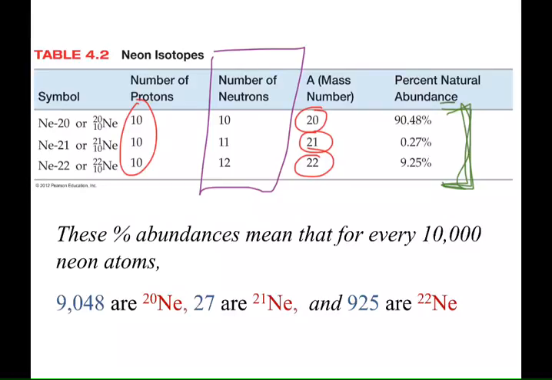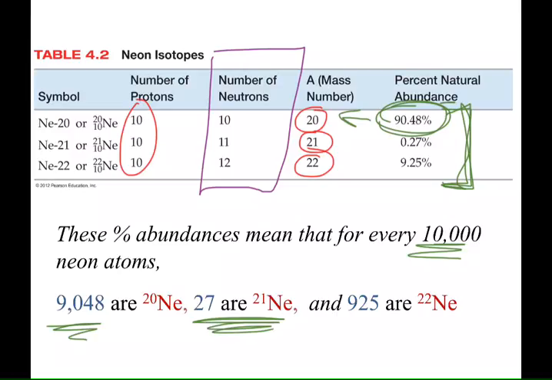it tells you the relative abundances. So you can see that this lightest one is mostly what the neon atoms out there are. Down here it says if you again had 10,000 neon atoms, 9,048 of them would be the first isotopic form.